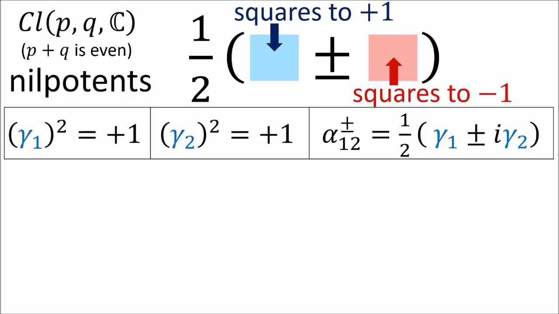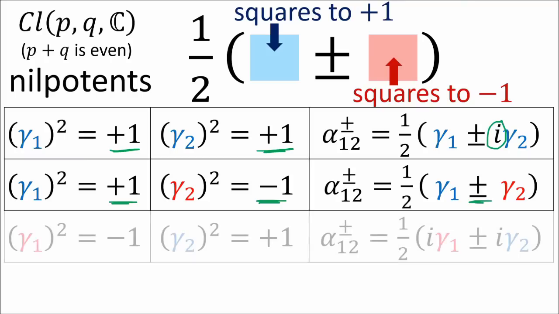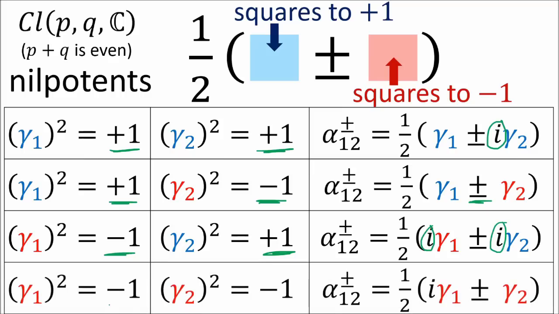So if both vectors square to +1, then the second vector needs a factor of the complex i, so it squares to -1. If the first vector squares to +1 and the second vector squares to -1, we can just leave them as they are with no complex factors. If the first vector squares to -1 and the second vector squares to +1, then both vectors need factors of the complex i. And if both vectors square to -1, then the first vector needs a factor of the complex i. Other than that, the steps are the exact same.